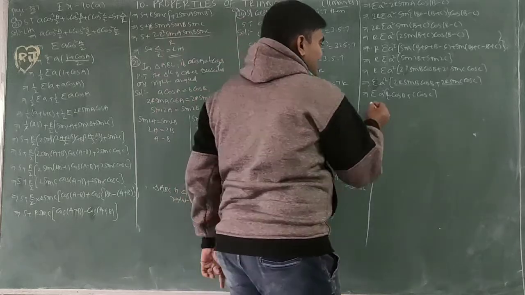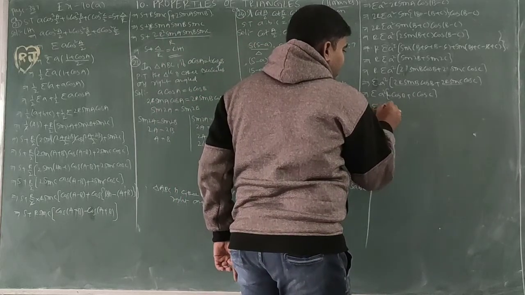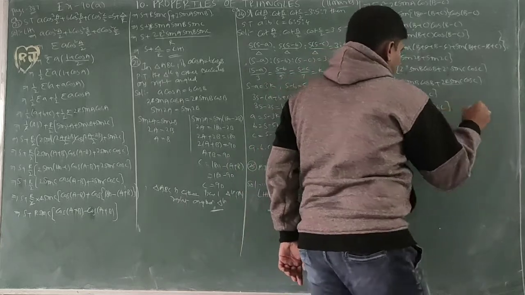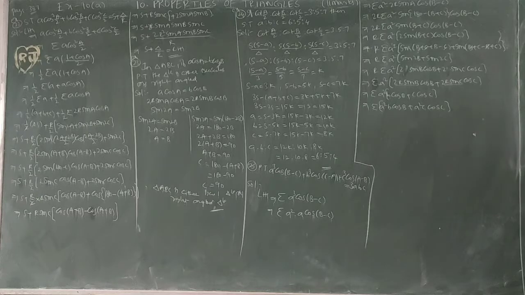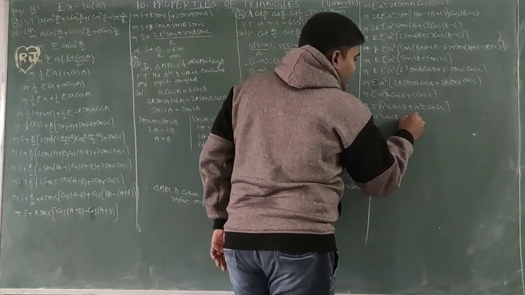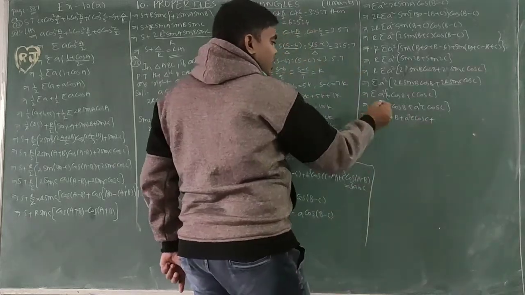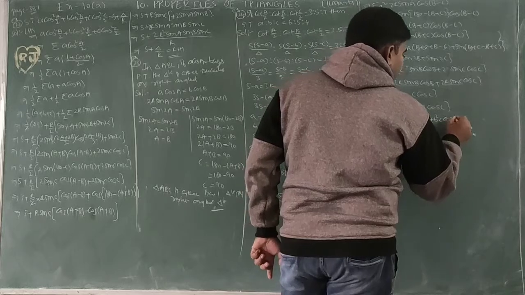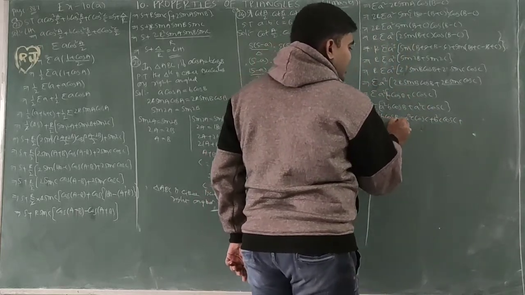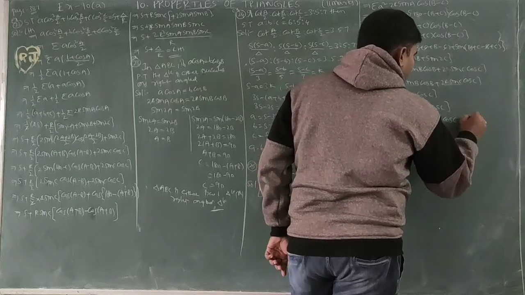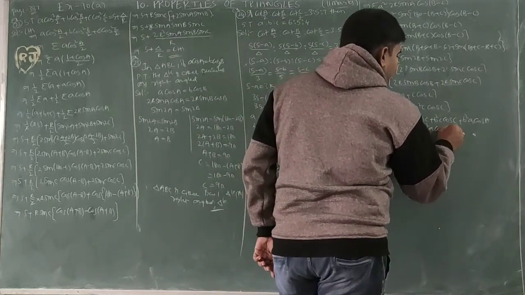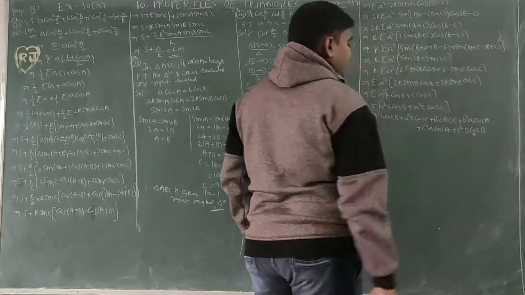So what I am doing is sigma a square b cos B plus a square c cos C. Now I want to split this: a square b cos B plus a square c cos C, plus b square c cos C plus b square a cos A, plus after that c square a cos A plus c square b cos B.